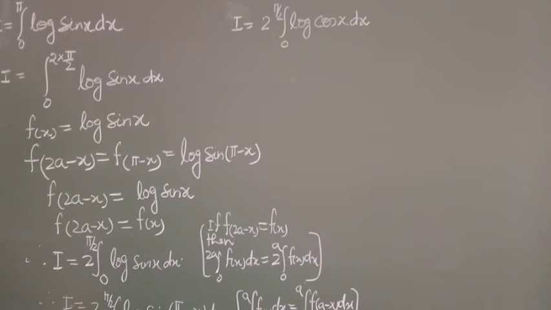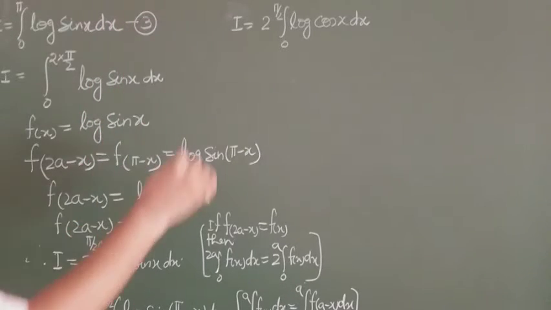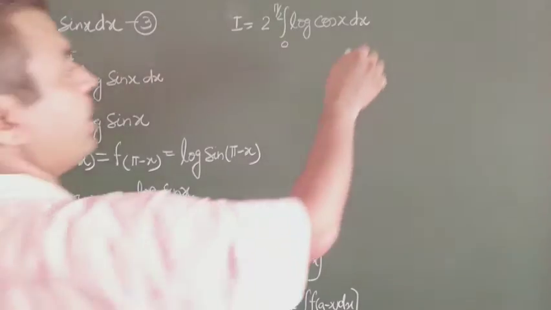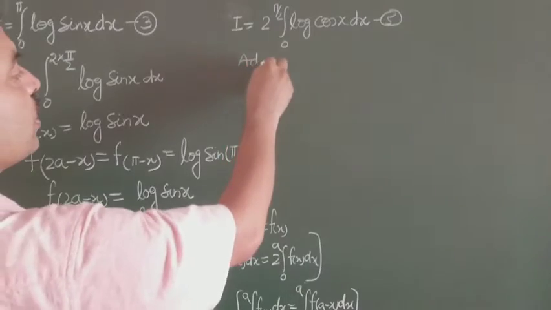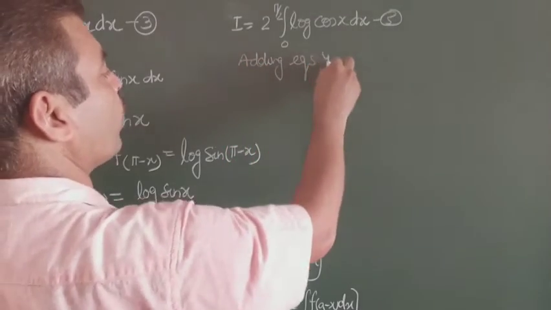Okay students. So this equation we are going to suppose 3. This equation we are going to suppose 4. And this is 5. Now adding equations 4 and 5.